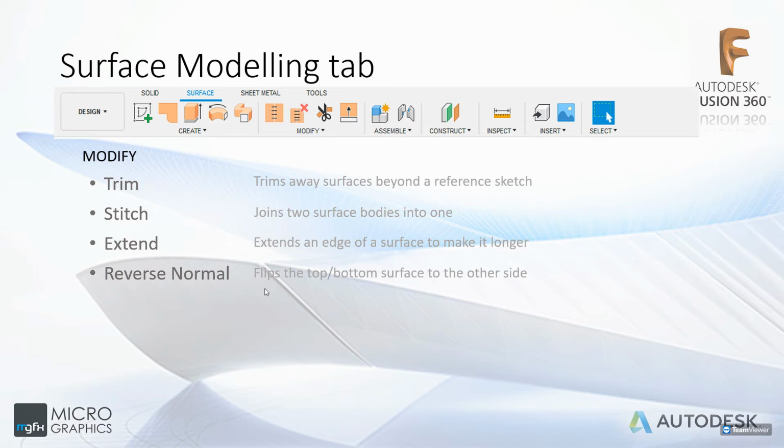Now let's take a look at the Modifier tab. And the modifier will have 4 main tools. There are others, but I've just left the 4 main ones. And those are trim, stitch, extend, and reverse normal. Trim trims away surfaces beyond a reference sketch.